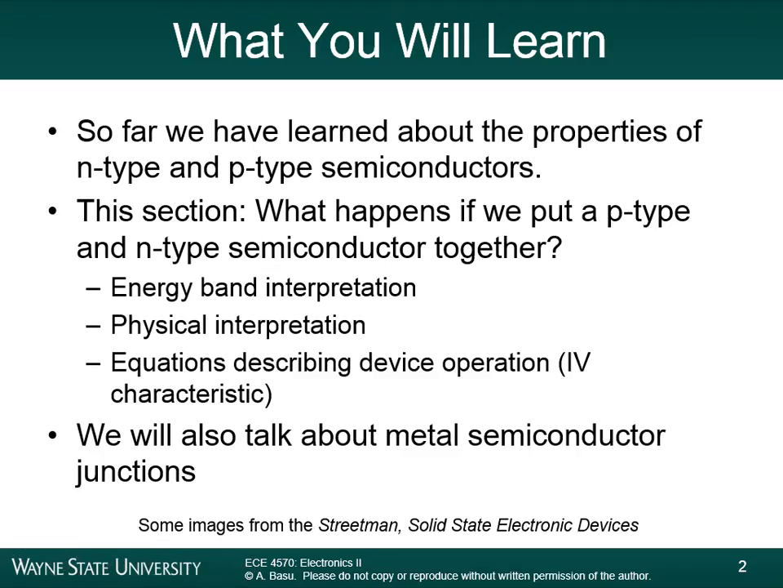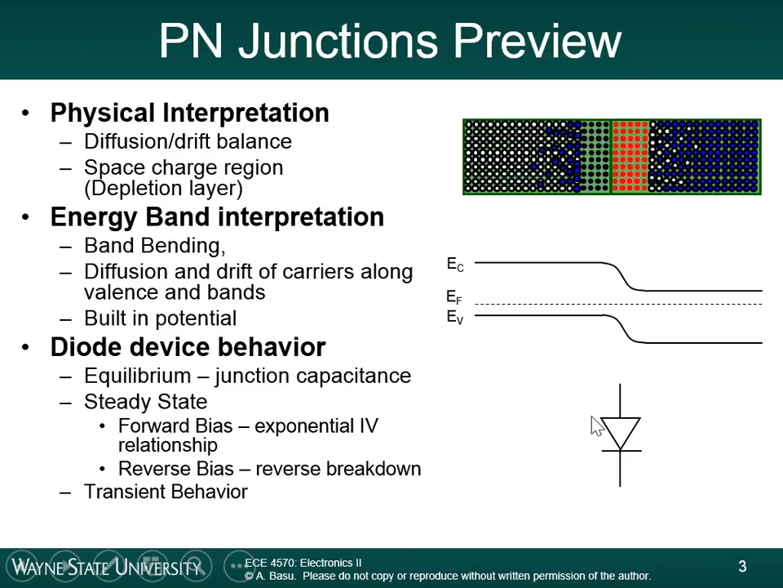After we talk about PN junctions, standard diodes, we'll talk about metal semiconductor junctions as well. So this is sort of a preview. We're going to start off with PN junctions by talking about the physical interpretation, a diffusion and drift balance. The picture looks something like this. We'll start talking about the depletion layer, the depletion region. This is physically what happens in the device.